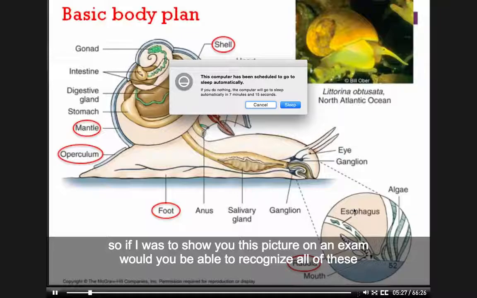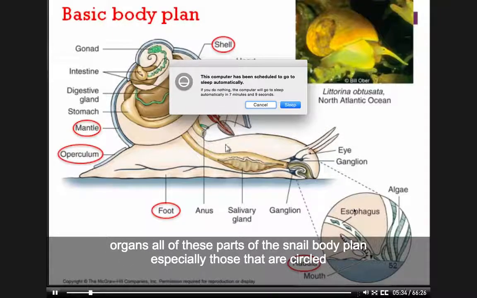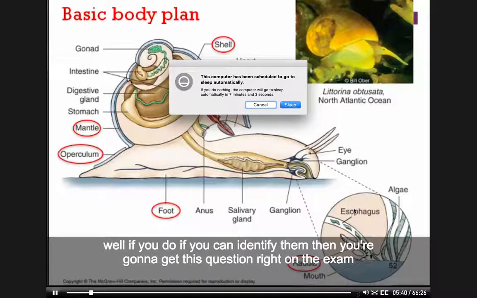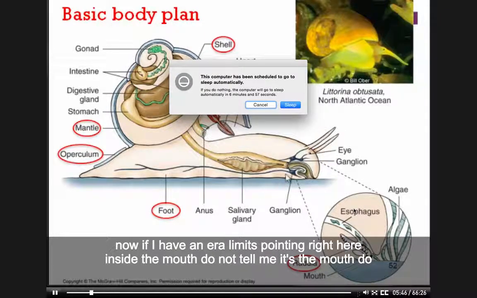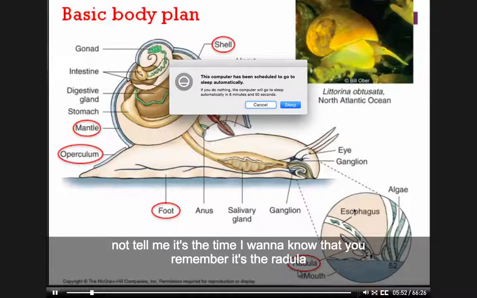So if I was to show you this picture on an exam, would you be able to recognize all of these organs, all of these parts of the snail body plan, especially those that are circled? Well, if you can identify them, then you're going to get this question right on the exam. Now, if I have an arrow pointing right here inside the mouth, do not tell me it's the mouth. Do not tell me it's the tongue. I want to know that you remember it's the radula.